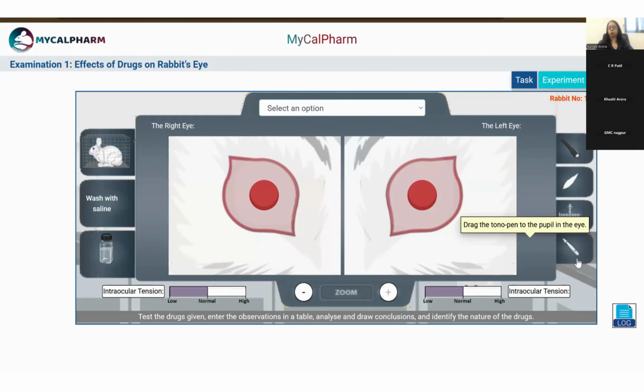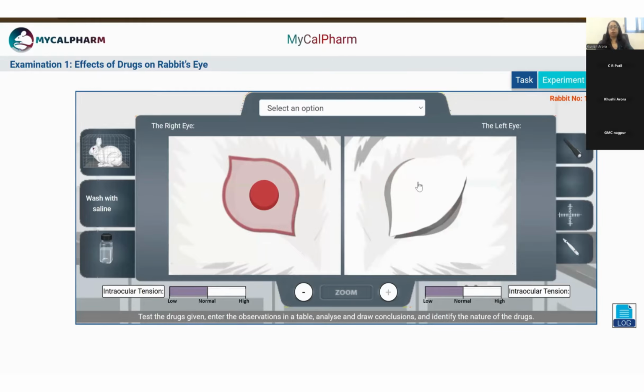Here we have the tools. Let me show you how the tools work. Let me pick up the light effect. By the torch, we can see the light effect. In the normal eye, the light effect is there. So when we insert the drug, we will see whether the light effect is present or not.